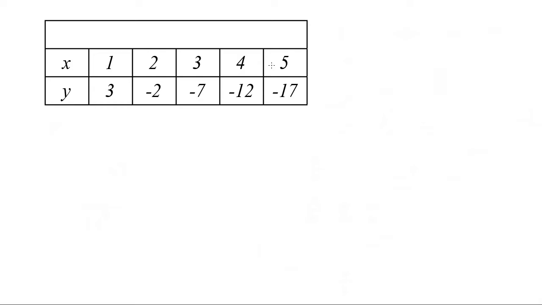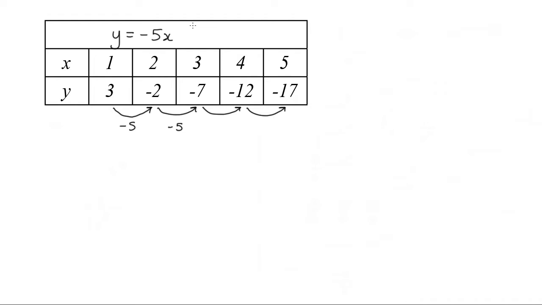And the method involves a couple of steps. The first step is to look at the common difference between these values here. And we can clearly see that we are subtracting 5 each time. So the first part of the rule is that y equals negative 5x.